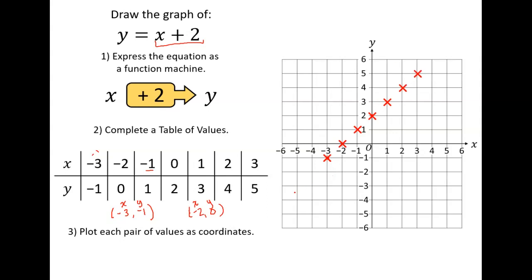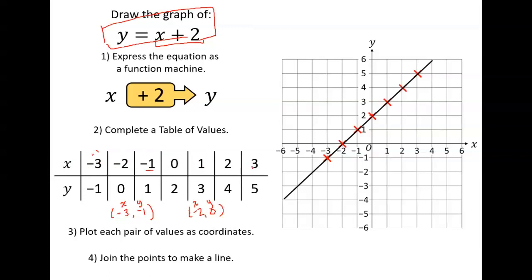all my points. So if I was doing this on graph paper, I'm just going to take a ruler or anything straight, and you don't even really have to, but I'm going to draw a line through all of these points to make a line, and that creates my linear equation. So all we did, we started with y equals x plus 2 as our equation, and what we did is we just picked any value we wanted. We decided to use -3 all the way to 3 on the number line, and that gave us the equation of the line. So we were able to use that to draw the equation of the line.